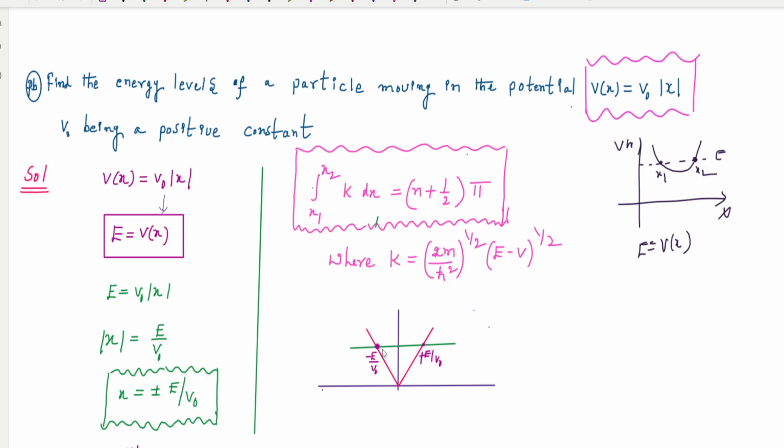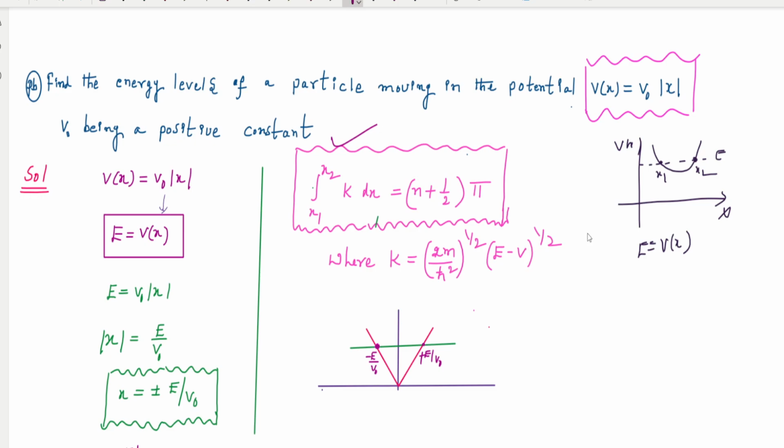Then arrange these boundary conditions. The modulus of x graph is this one, right? So x1 equals minus E divided by V naught, x2 equals E divided by V naught. So this is our WKB quantization solution, right? WKB quantization solution, where k equals (2m divided by h-bar squared) whole power 1 divided by 2, times (E minus V) whole power 1 divided by 2.